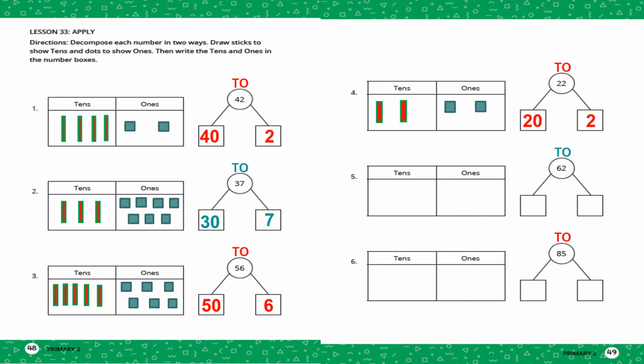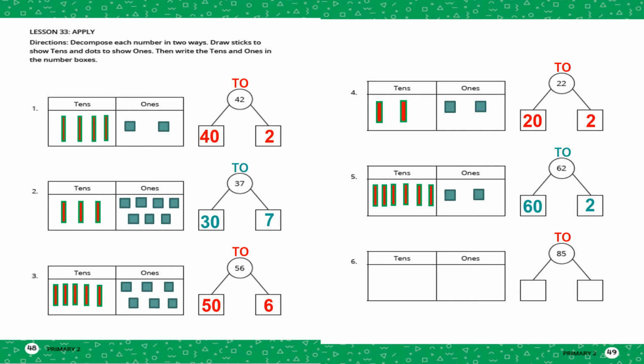Number 5, 62. Let's draw 6 sticks in tens box, 2 small squares in ones box. Let's decompose 62. 6 in tens, it will be 60. 2 in ones, it will be 2 as it is.